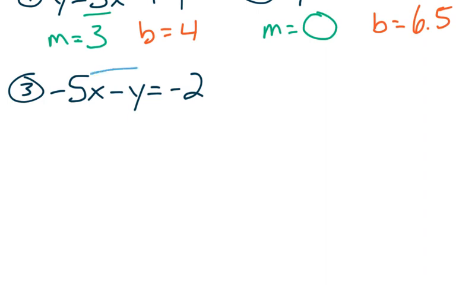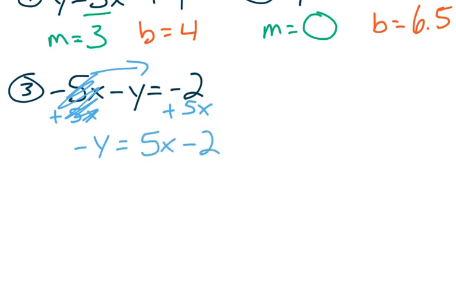Let's move the 5x by adding 5x to both sides. So we're left with negative y, because these cancel, but we still have that negative sign. Negative y equals positive 5x minus 2. To get rid of the negative, we need to divide everything by negative 1. Dividing everything by negative 1 effectively flips all of the signs. So 5x divided by negative 1 is negative 5x. Negative 2 divided by negative 1 is positive 2.